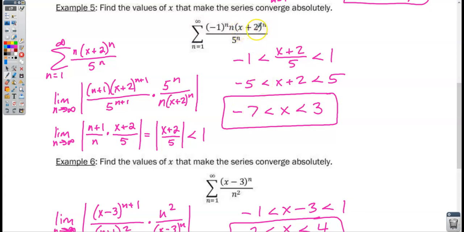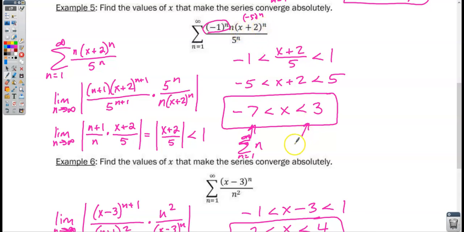If I substitute -7 in here for x, that makes this right here -5 to the n. And when I multiply that times the -1 to the n, that becomes 5 to the n. And so all those things cancel out. At this point, this becomes the series, the sum from 1 to infinity of n. Now, if this converges absolutely, then we would need to include this endpoint, but it doesn't. So we do not need to include this endpoint in our interval of values of x that make the series converge absolutely.